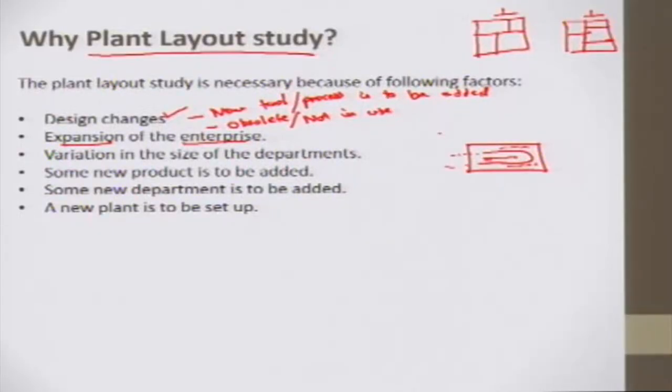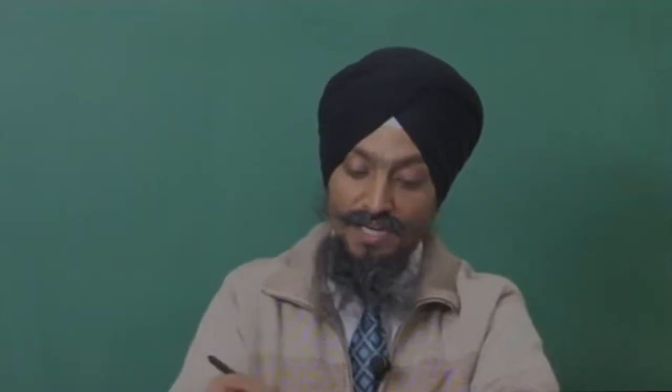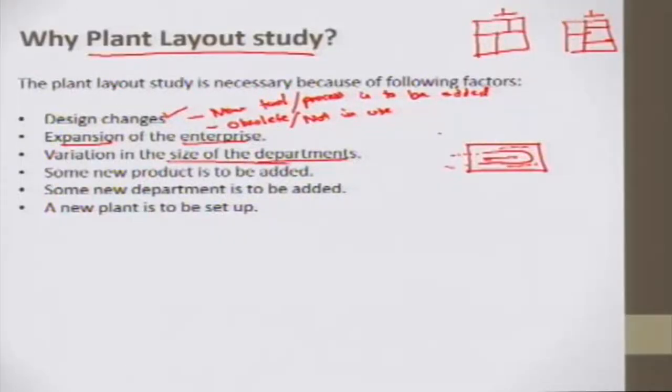Then there is variation in the size of the departments. Sometimes the department size varies. For example, in recent years, R&D is taking place very fast in automobile manufacturing, in mobile manufacturing, and I would rather say in almost all the products, the R&D department is playing a very big role. So that is why the variation of the size of the department, the R&D department would become bigger.